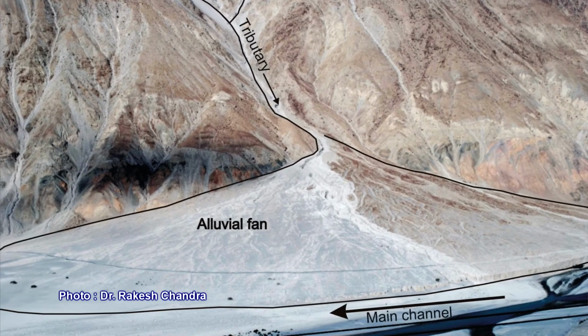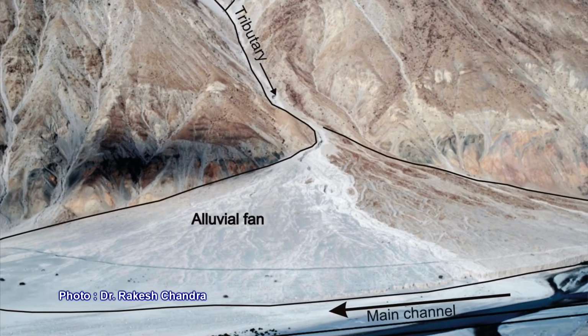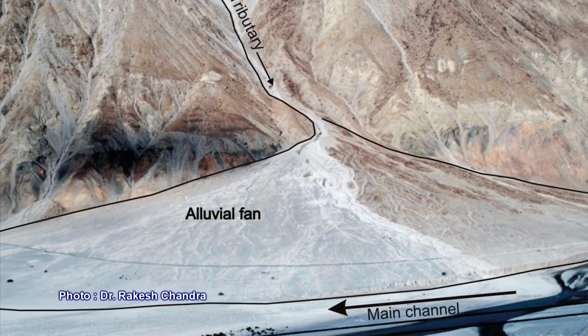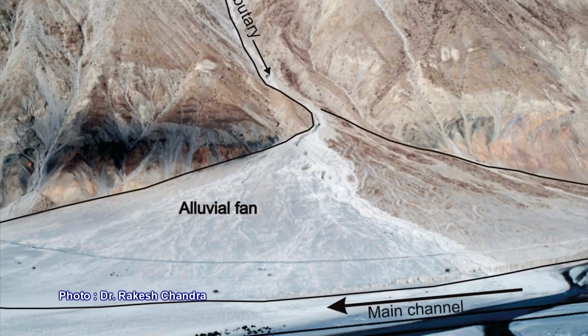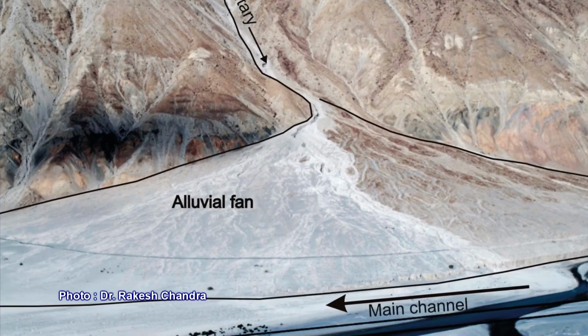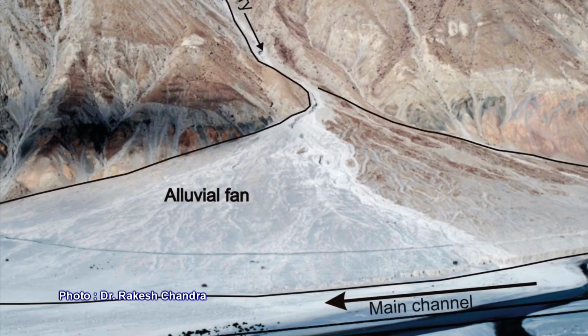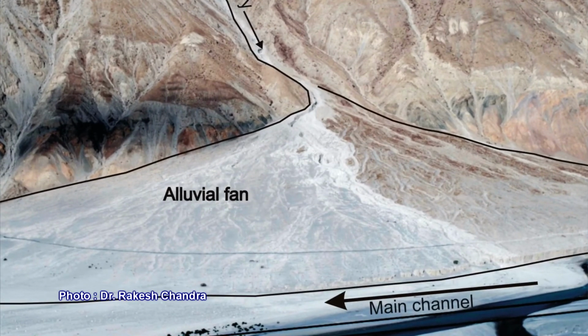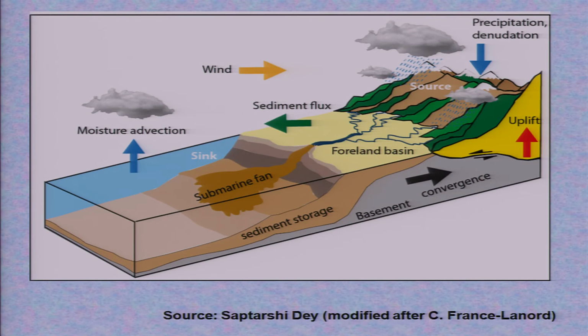Alluvial fans and alluvial cones are those structures which are formed by the sediments brought down by the rivers, deposited in the form of a cone or fan. The entire process of formation of the basin, how the movement has taken place, is shown in this slide.